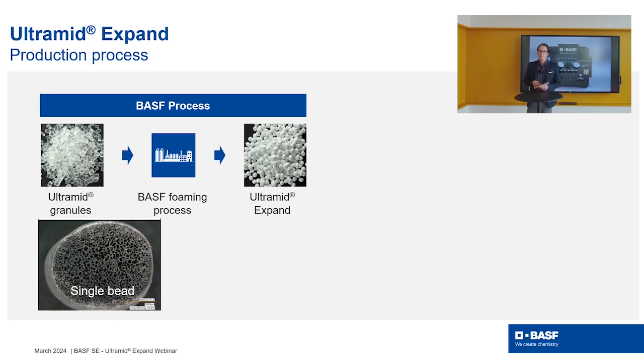Let's talk a little bit about the production process. So we at BASF, we will provide foamed polyamide particles, which you can see here on the slide. Basically Ultramid Expand is produced from a special polyamide mixture which comes from our BASF Verbund, and these foamed polymer particles have a bulk density of roughly 300 grams per liter. On the photo below you can see a microscope picture of such a foam bead. On this picture you can nicely see the closed cell foam structure of our product.